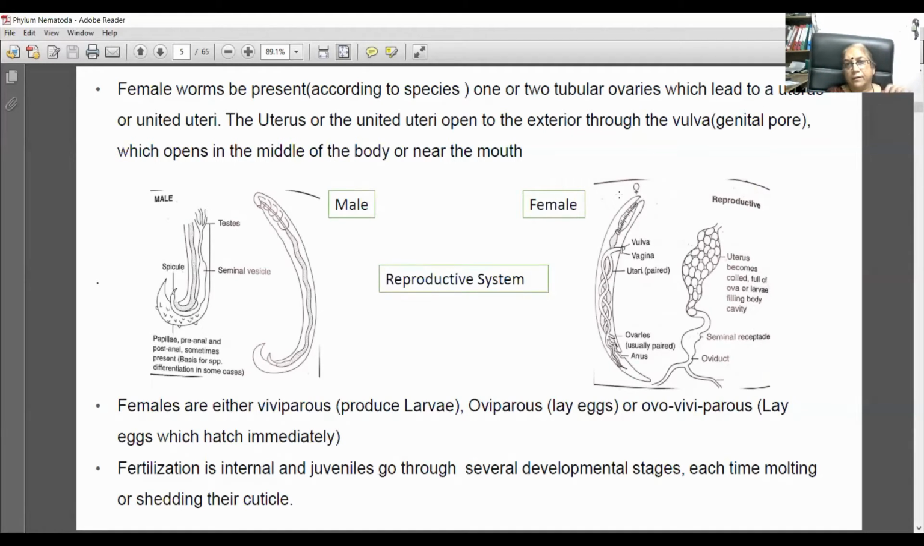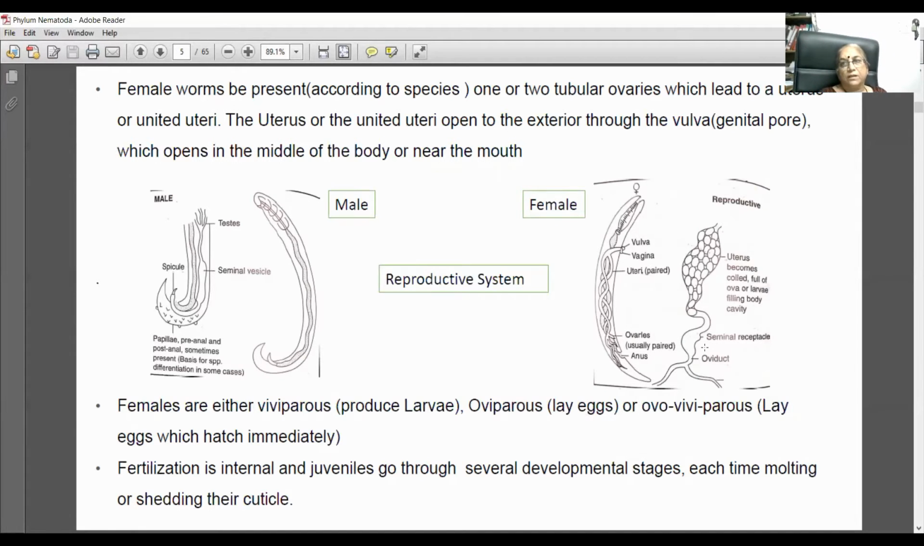Okay, and in the females, you can see here, this is the complete digestive system. This side you can see, and above this you can see the uteri, which is paired, and it is going to end in the vulva and the vagina. See, these are the ovaries. Usually this is the anus. Now this uterus has become coiled, and it is full of eggs. This is the seminal receptacle. This is the oviduct. This is how it is going to be.